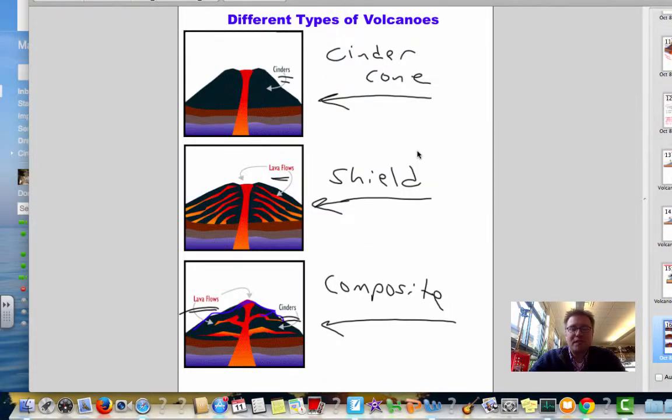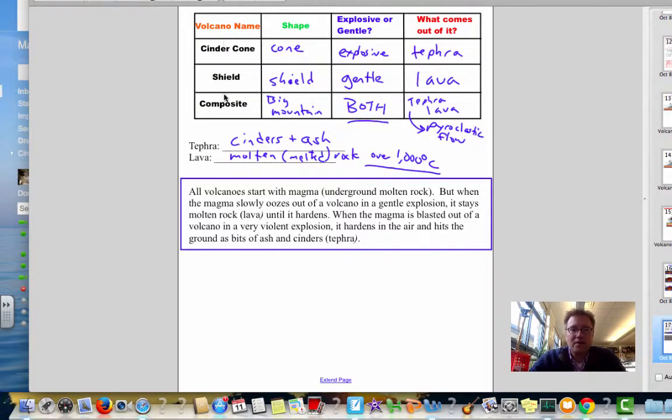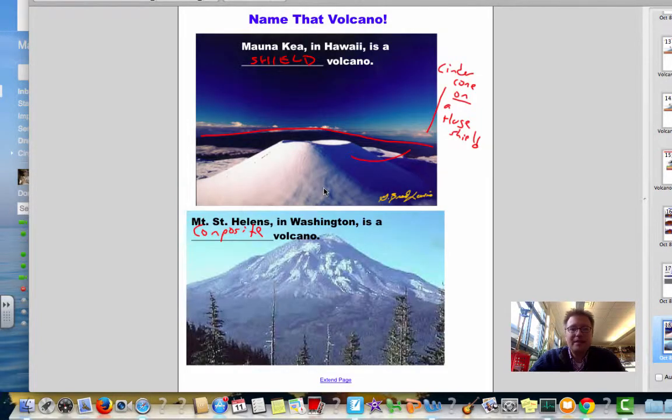Again, same three types: cinder cones, made of cinders; shield, made of lava flows; composite, made of both. Another way to look at it, here's another one just sort of together, of the three different types. What's their shape? How do they explode? What comes out of it? And I think that's basically it. We have a couple more pictures of examples of volcanoes.